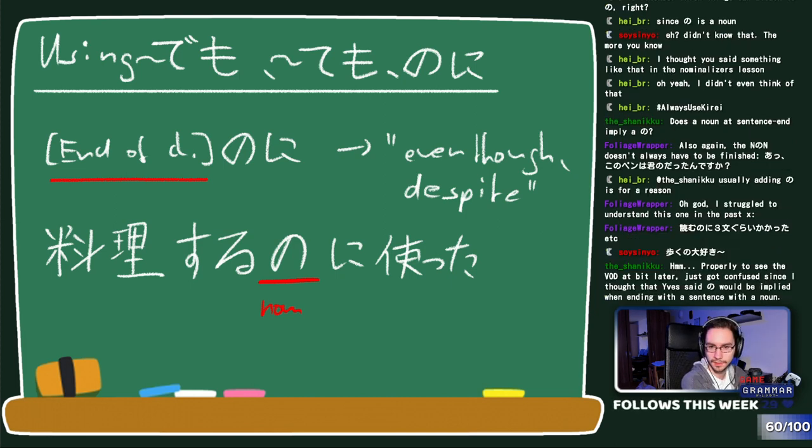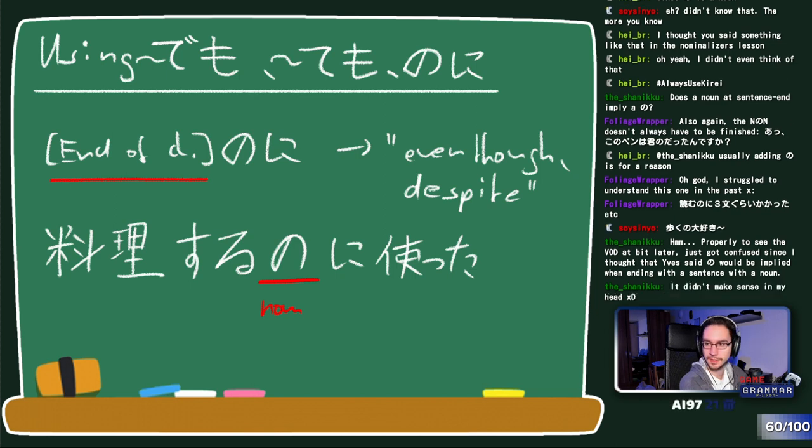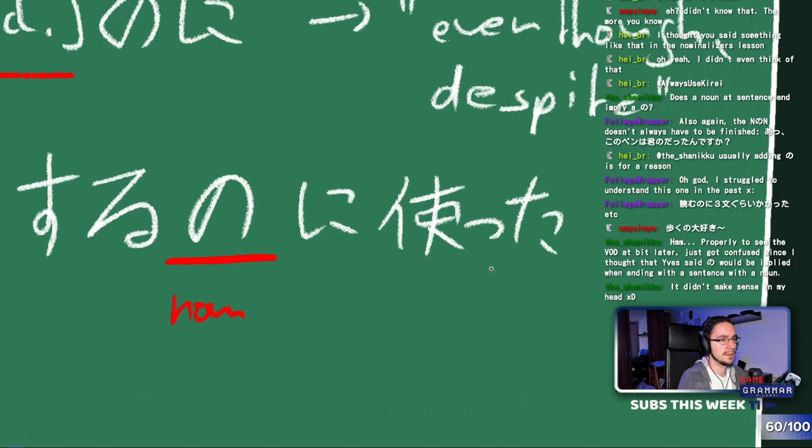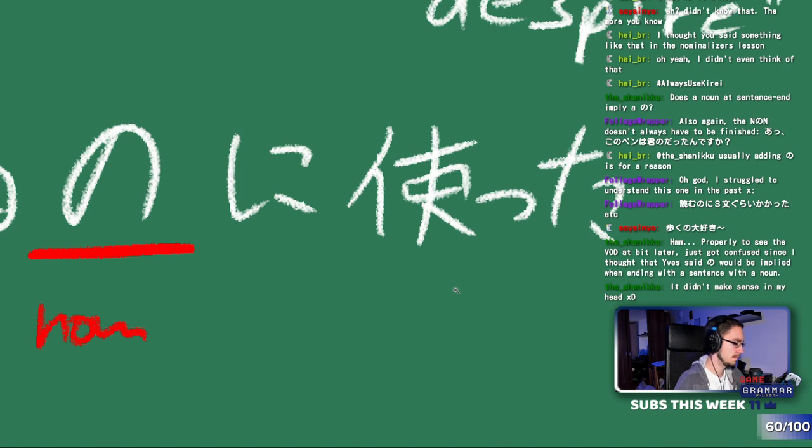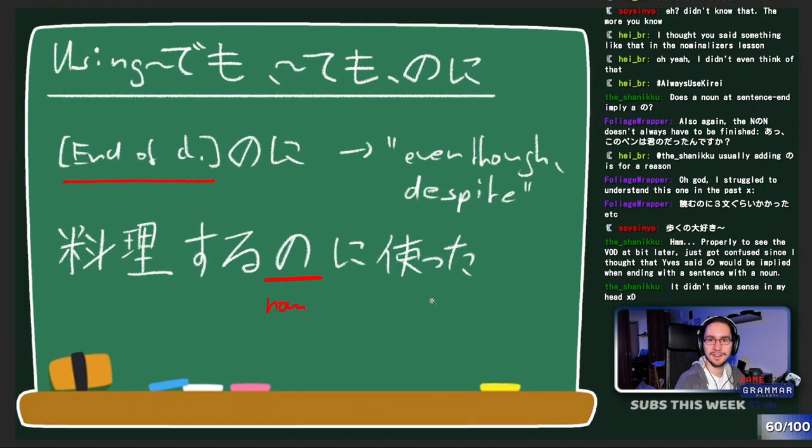Okay, cool. Sorry, that took me a second. I think that, well, because of the typo. Aruku no daisuki. Probably just evolved a bit later. Got confused since you said no would be implied when ending a sentence with a noun. No, I'm sorry, I don't think I said that. I hope I didn't. Where am I? Oh, that's where I wanted to type. Right. Tsukatta. Oops. No, I don't know how I did that. That was interesting. Excuse me.